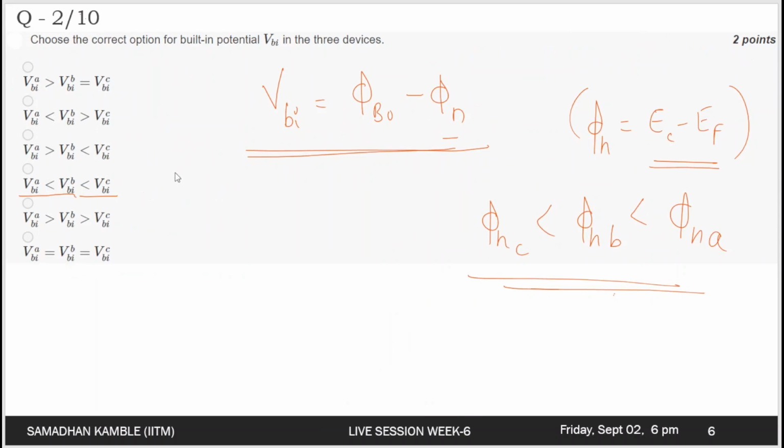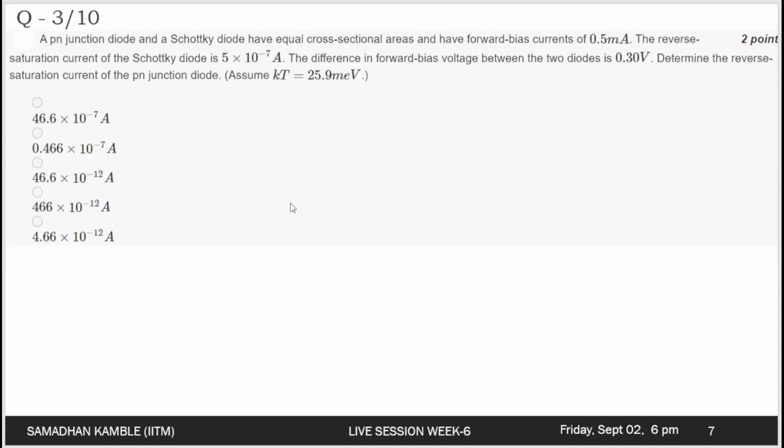Okay, so let us go to question number 3 directly. I'll read it out for you. A PN junction diode and a Schottky diode have equal cross-sectional areas and have forward bias currents of 0.5 milliamperes. The reverse saturation current of the Schottky diode is given, and that is 5 times 10 to the power minus 7 ampere. The difference in the forward bias voltage between the two diodes is given, that is 0.3 volt, and we are asked to determine the reverse saturation current of the PN junction diode.